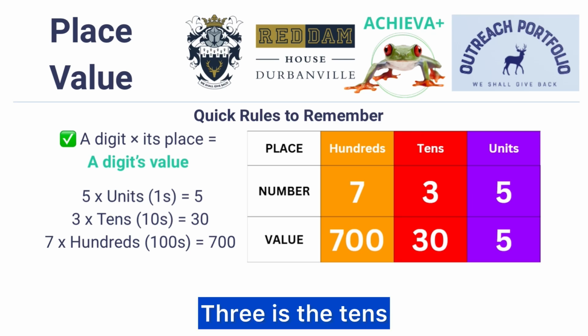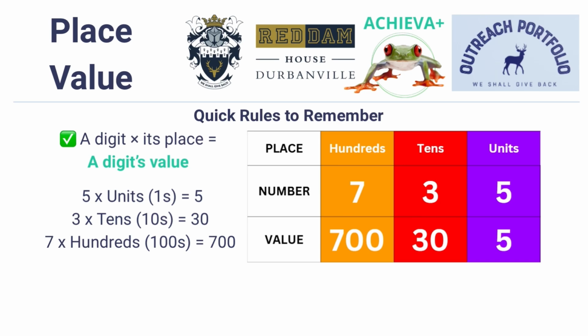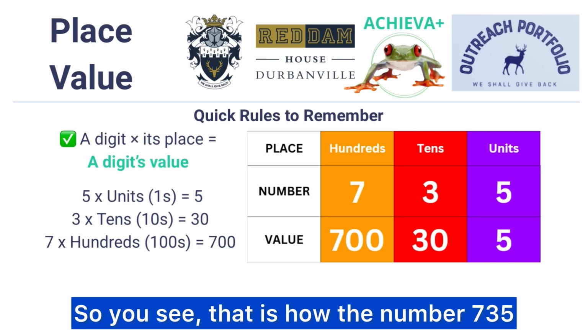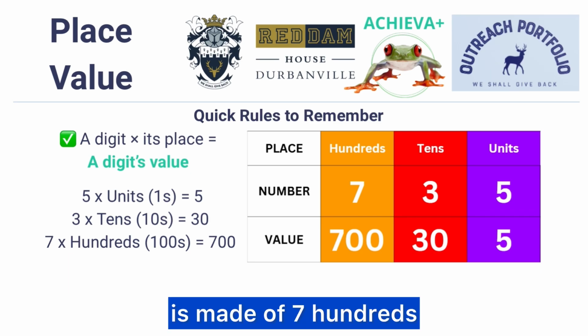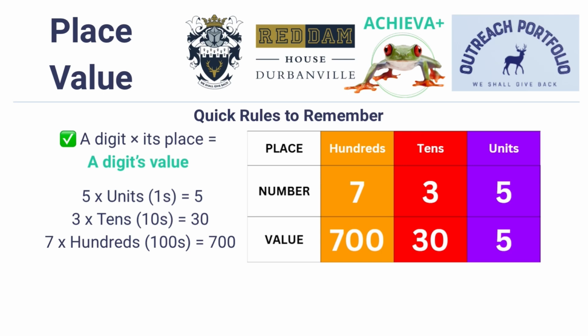3 is the tens, and so its value is 30. 7 is the hundreds, and so its value is 700. So you see, that is how the number 735 is made of 7 hundreds, 3 tens, and 5 units.